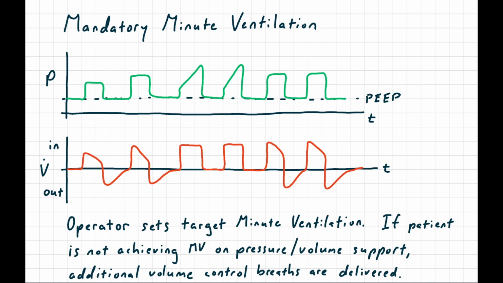So in a way, you can think of this mode as similar to volume control SIMV with pressure support, except that the volume control breaths are only given if the patient won't hit the target minute ventilation. It's popular and has some data behind it in neonatal intensive care units especially because it's ready to respond to apneic periods without any delay.